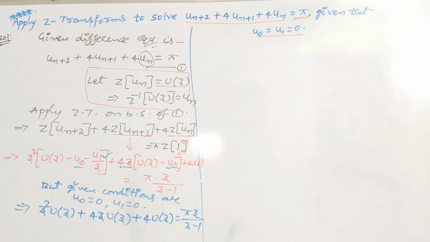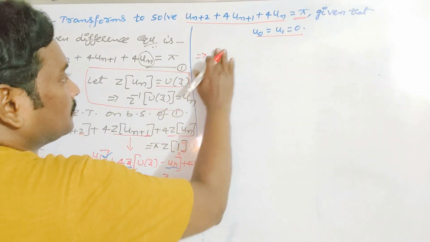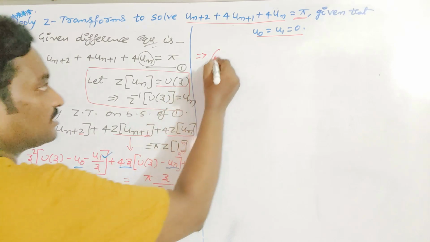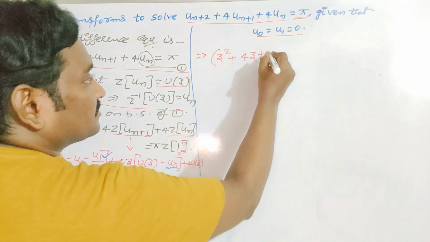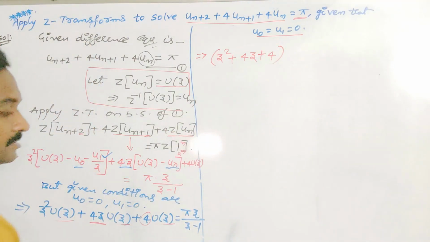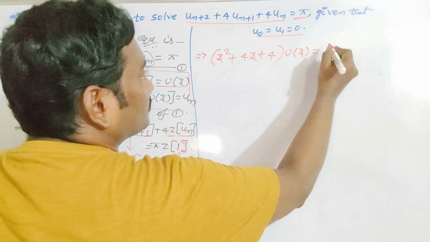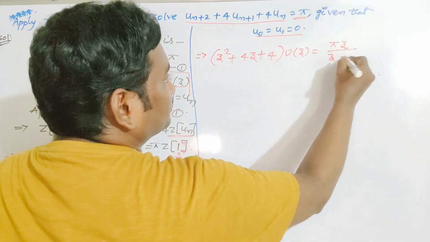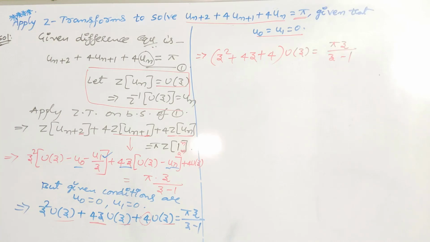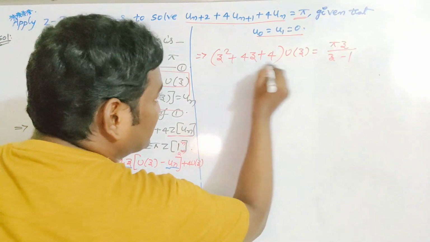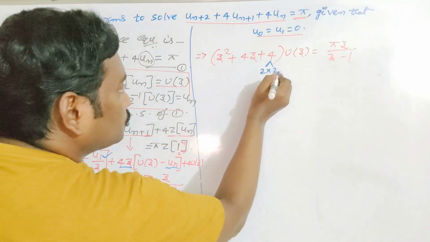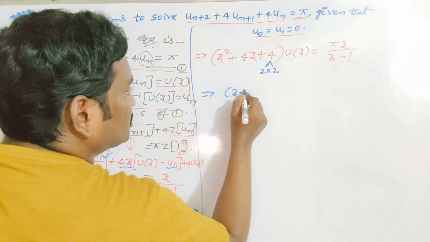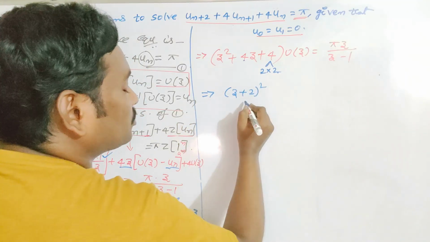We are observing that each and every term has u bar. Take u bar common. So, what is the remaining term in the first part? z squared plus 4z is the remaining term here, plus 4 is the remaining term in the last part, whole into u bar is equal to π z by z minus 1. We need the value of u bar, but we are observing what are the factors for this one? 2 twos are 4, so 2 into 2 are the multipliers for the constant 4. 2 plus 2 is the 4. So (z+2) whole squared. z plus 2 into z plus 2 are the factors.